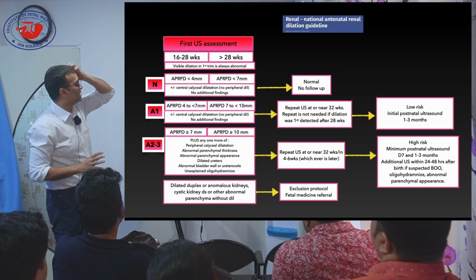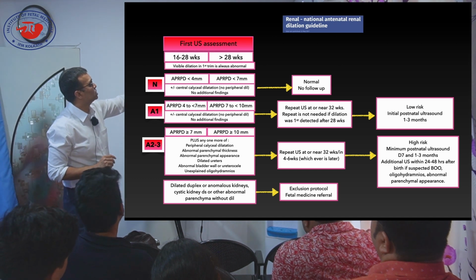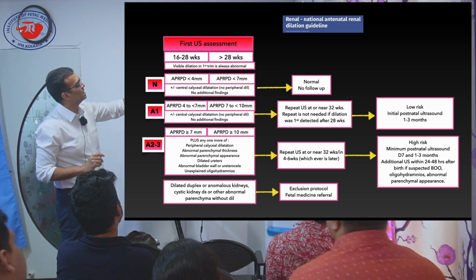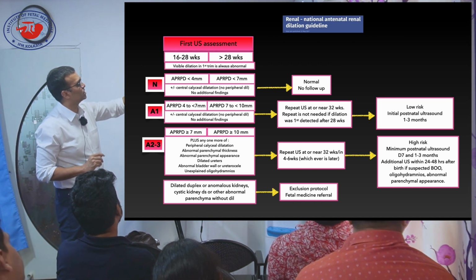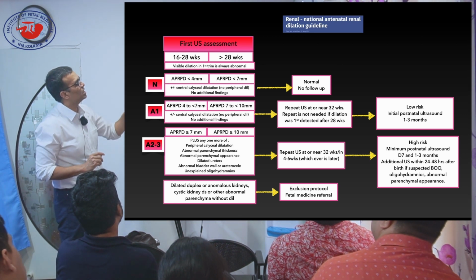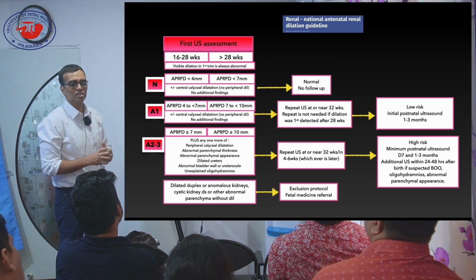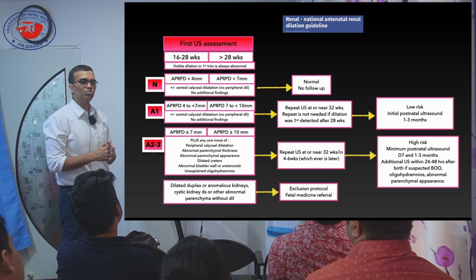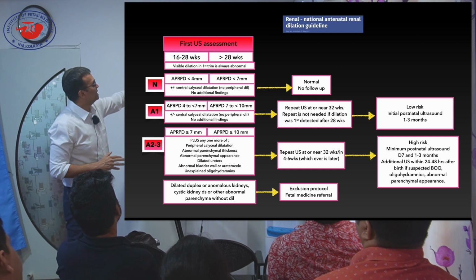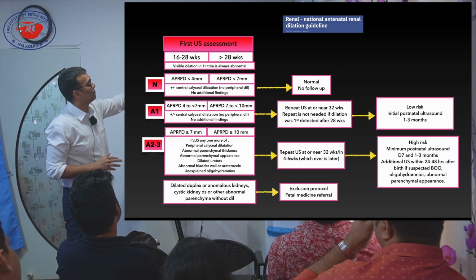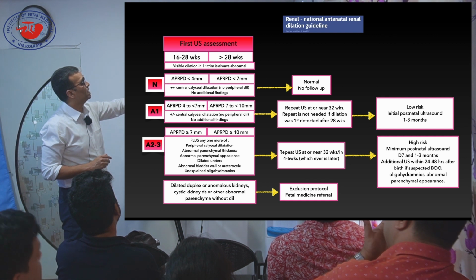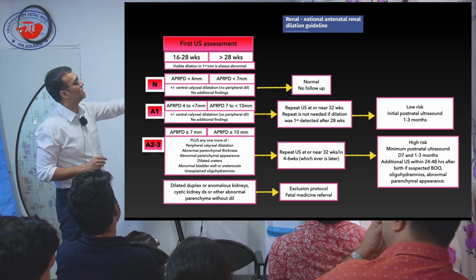So at 32 weeks, and repeat is not needed if dilatation was first detected after 28 weeks. So if after 28 weeks, then you may not even see at 32 weeks, later on you can see. And these are all low risk. So initial postnatal ultrasound is within 1 to 3 months. These are all low risk category. So you can tell them to come back after 1 month or after 2 months of the delivery. But in high risk category 2 to 3, your repeat ultrasound is at or near 32 weeks or in 4 to 6 weeks, whichever is later.